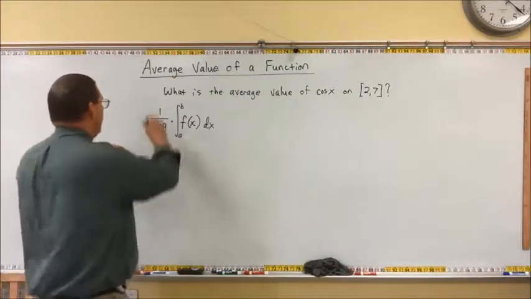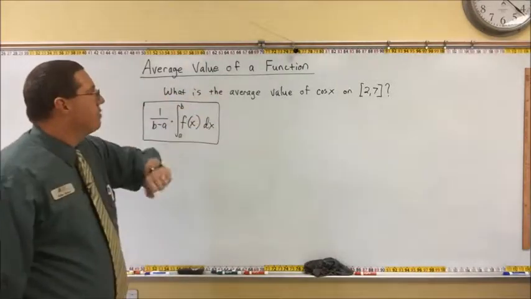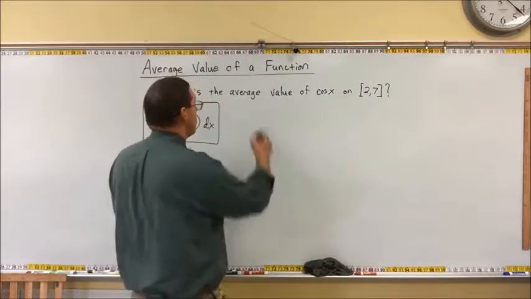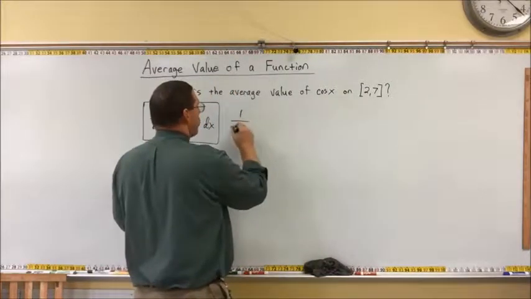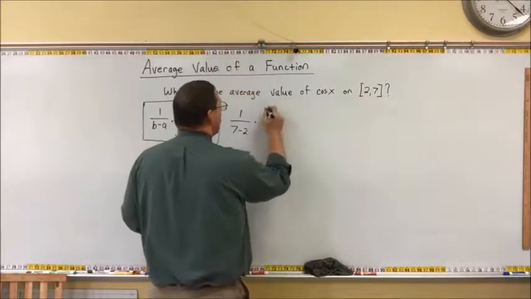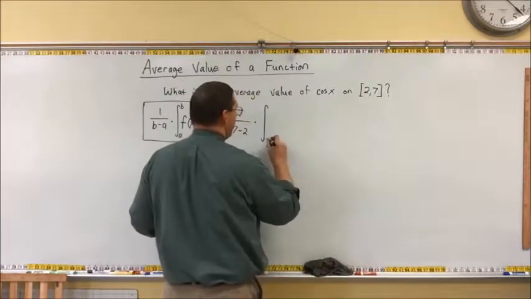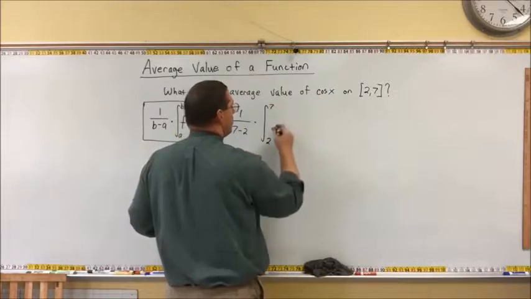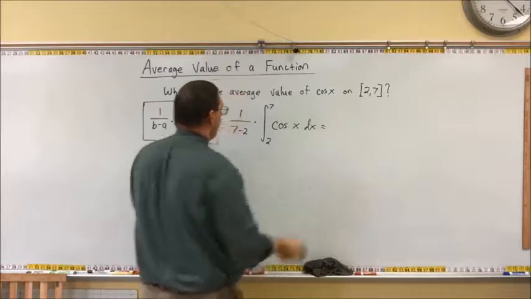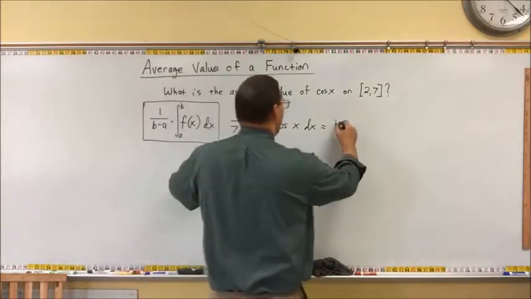All right, here's our formula. Let's put the formula in a box. And it says, what is the average value of cosine of x on the interval from 2 to 7? Okay, so it's going to be 1 over 7 minus 2. It's always 1 over this number minus this number times the definite integral from this at the bottom to this at the top, 2 to 7, of this function, cosine of x, dx. 7 minus 2 is 5, so this is 1/5.